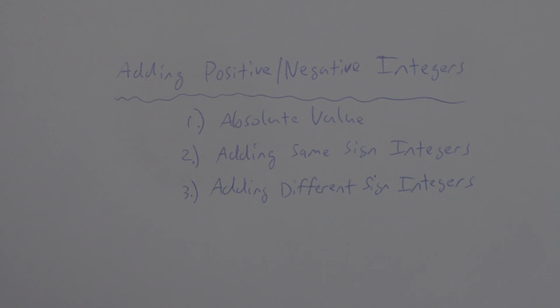Here's the pathway. This is the first video. Right now you're looking at a video. We're going to do absolute value in just a second. And then the next one after that is adding same sign integers. And then lastly, adding different sign integers.